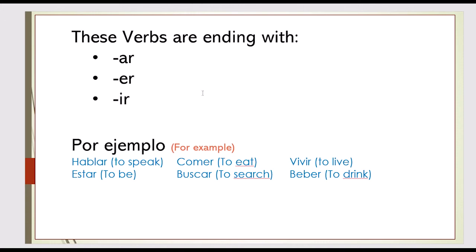Here I'll show you the verb endings. Any Spanish verb ends with either AR, ER, or IR, no matter if it's regular or irregular. For example: hablar, to speak; comer, to eat; vivir, to live; estar, to be; buscar, to search; beber, to drink. Every one of these words ends with AR, ER, or IR.